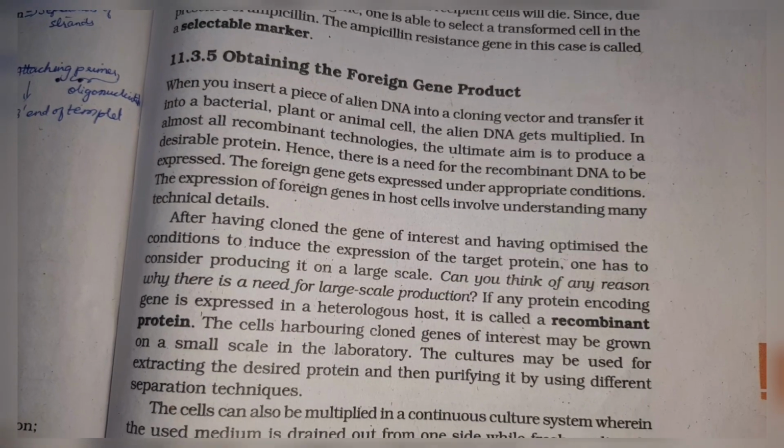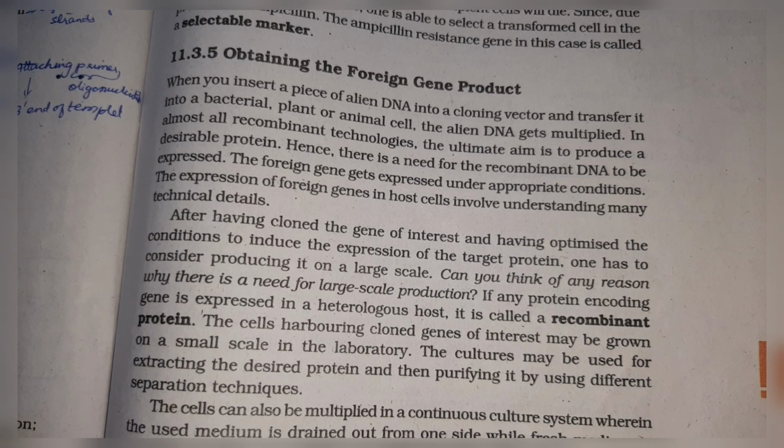Next, obtaining the foreign gene product. When you insert a piece of alien DNA into a cloning vector and transfer it into a bacterial cell, that is our host, or a plant or an animal cell, the DNA gets multiplied. In almost all recombinant technologies, the ultimate aim is to produce a desirable protein. Hence, there is a need for recombinant DNA to be expressed. The foreign gene gets expressed under appropriate conditions.